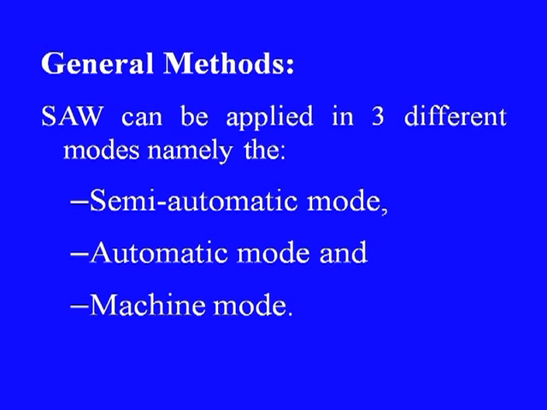Now let us talk about the general methods of submerged arc welding process. The process can be carried out in three different modes, namely semi-automatic mode, automatic mode, and machine mode. Each method requires that the workpiece be positioned such that the flux and the molten weld pool will remain in place until they are solidified. Many fixtures and positioning equipment can be used for typical requirements like this.